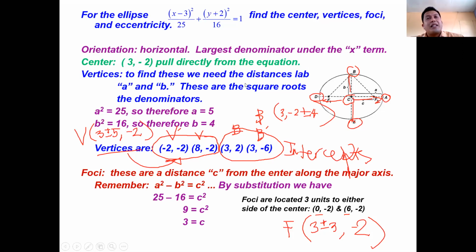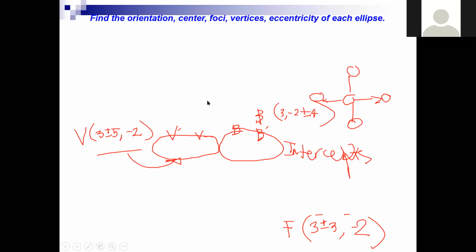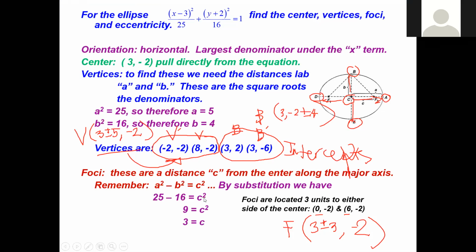Lastly, find the eccentricity. The simple value of the eccentricity is the ratio of your C divided by the A. C is 3, A is 5, so eccentricity is 3/5. Where's the eccentricity? It's not stated here. So the eccentricity, by the way, here is 3/5, class. 3 over 5.